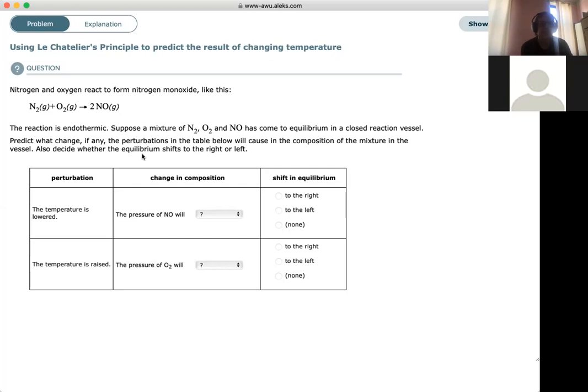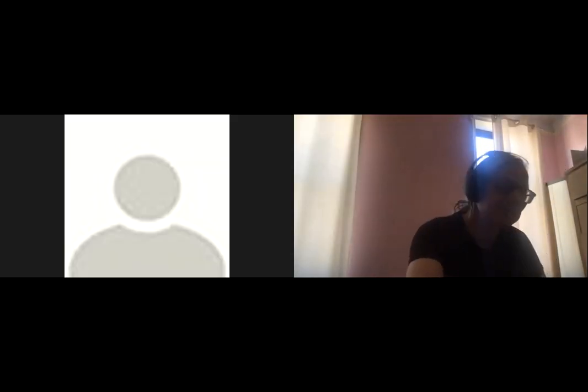Nitrogen and oxygen react to form nitrogen monoxide like this. N2 plus O2 forms 2NO. Again, it should be a double arrow. The reaction is endothermic. Suppose a mixture of N2, O2, and NO has come to equilibrium in a closed reaction vessel. Predict what change, if any, the perturbations in the table will cause in the composition of the mixture in the vessel. Also decide whether the equilibrium shifts to the right or the left. Okay. Now, this is the effect of temperature. So in order to answer this question, I want to go over a little bit about temperature.